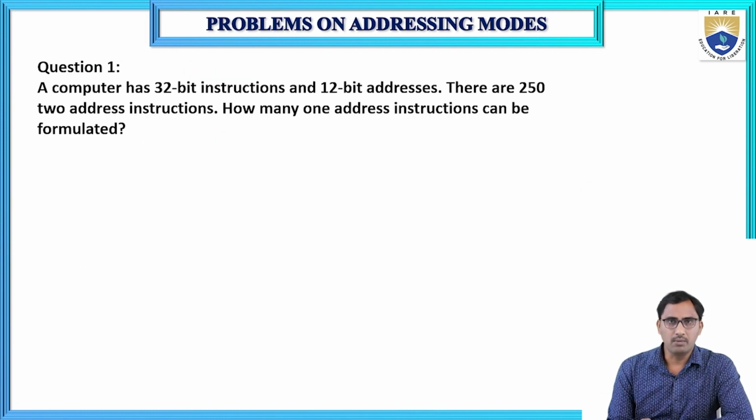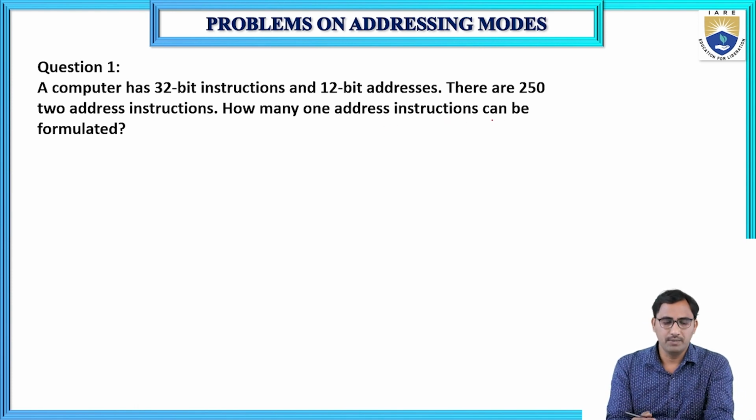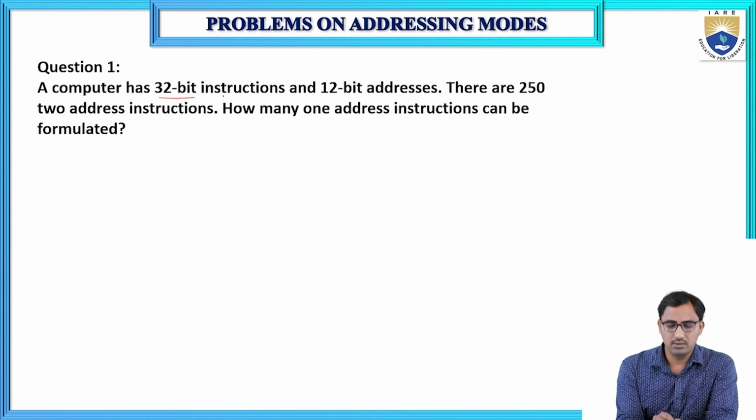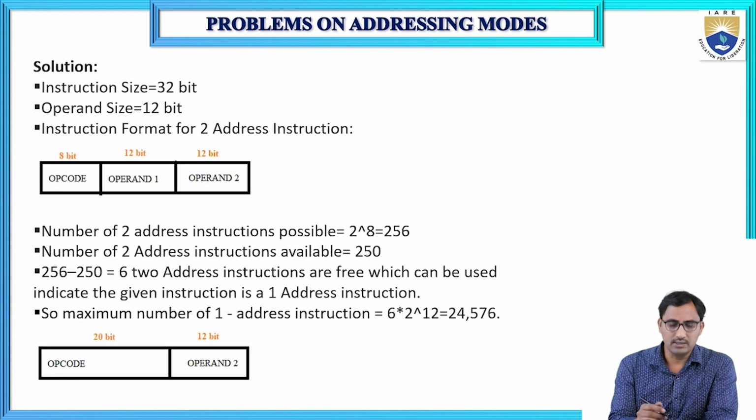Coming to the problems on addressing modes. The computer has 32-bit instructions and 12-bit addresses. There are 252 two-address instructions. How many one-address instructions can be formulated? So a computer has 32-bit instructions, which means the instruction size is 32 bits in length, and it has 12-bit addresses. The instruction size is 32 bits and the operand size is 12 bits.